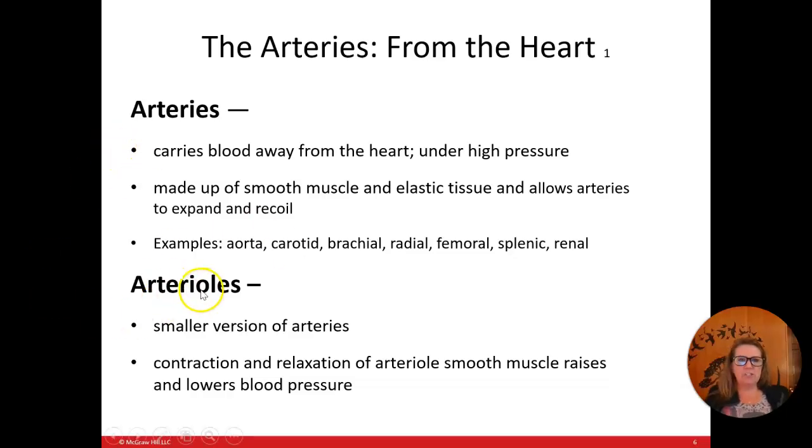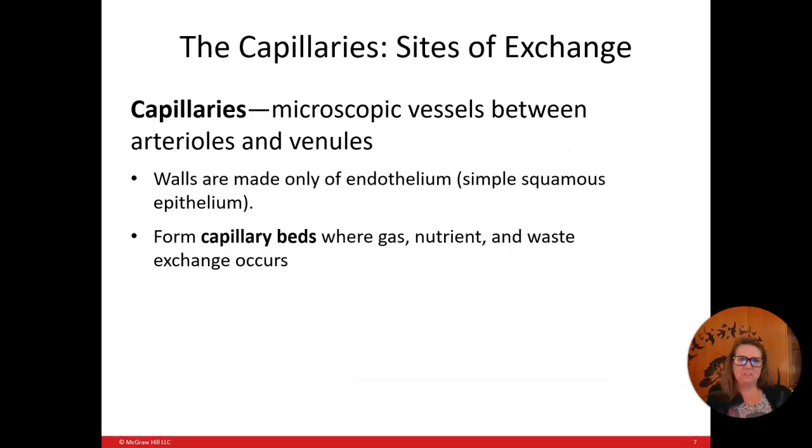Now, smaller versions of arteries are called arterioles. So we go from an artery, or really the aorta, to the major arteries, and then to arterioles. So they are smaller versions of arteries. They are still carrying blood away from the heart. And they're super important in contracting and relaxing so that they can regulate the blood pressure.